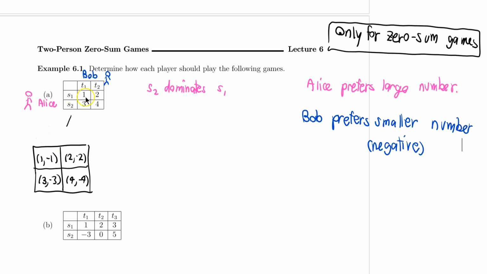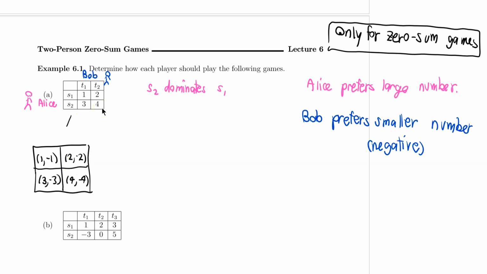We don't really see that here, but we can see it in the second example. Bob would prefer the negative 3 here because this would mean Alice loses $3 and Bob has gained $3 from Alice. On the other hand, this number 3 here means Bob has to pay Alice $3. So Bob would prefer a smaller number, the smaller the better. If it is negative, then it is even better. And I talk about the number in this shorthand table, not in this table, because this means Bob loses $1, $2, $3, $4.